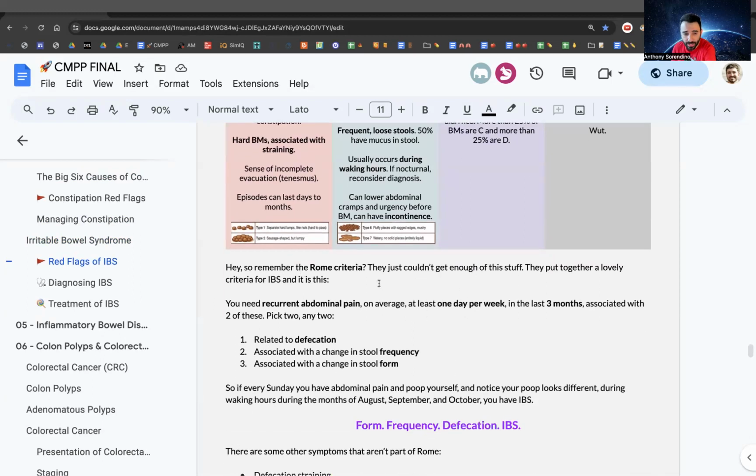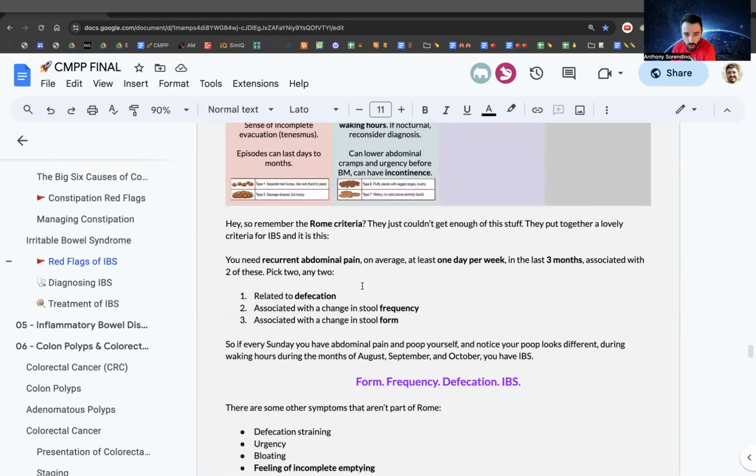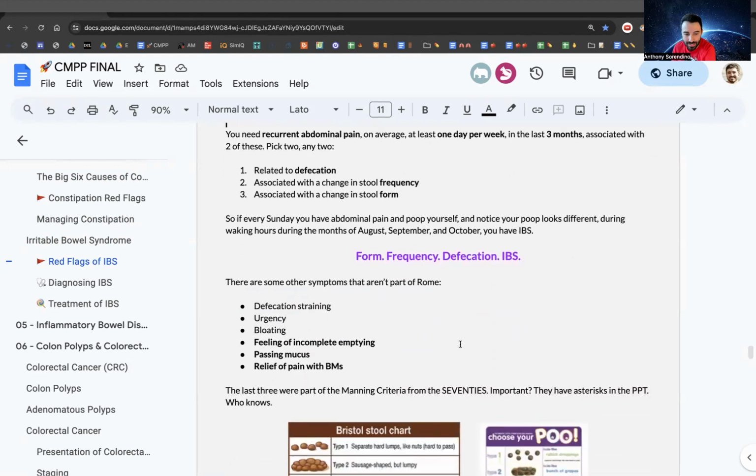The Rome criteria came together again and wanted to talk about IBS. So you just need any two of these, 1 day per week in the last 3 months: abdominal pain related to defecation, a change in your frequency, or a change in your form. So if every Sunday, 1 day per week, you have abdominal pain and poop yourself and notice your poop looks different during waking hours during the months of August, September, and October, so 3 months, and it's November, then you have IBS. So form, frequency, defecation.